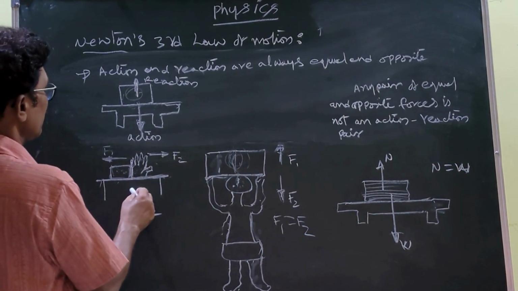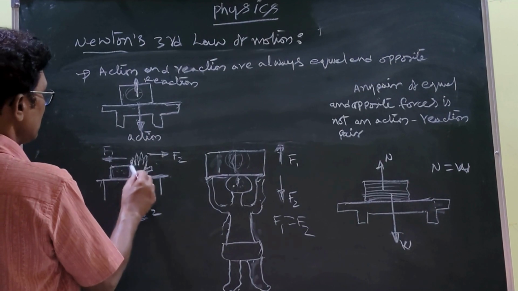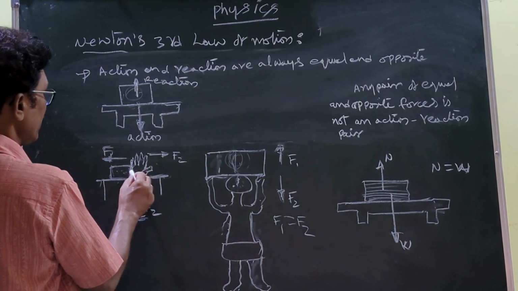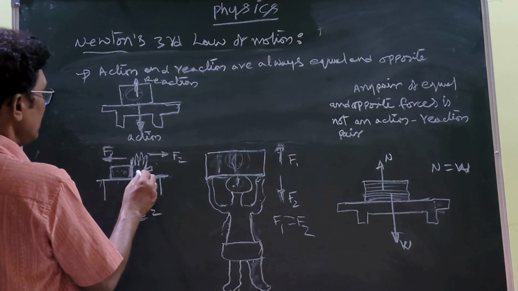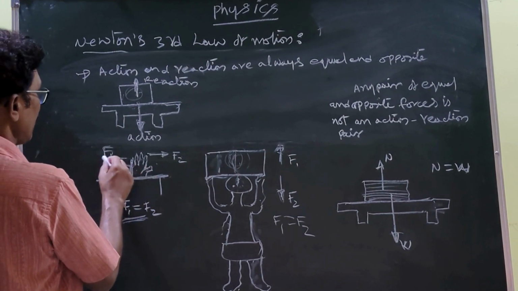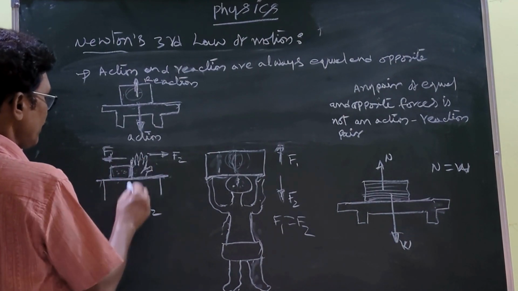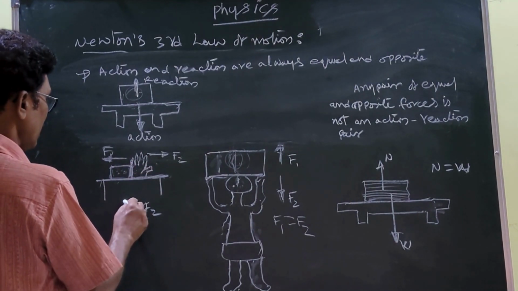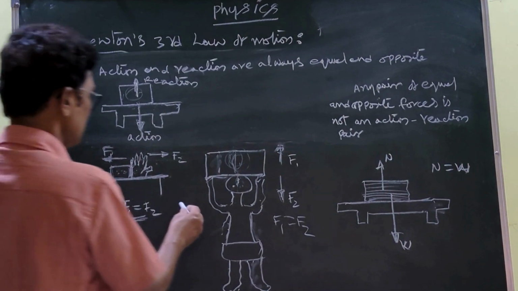Another case, here also action equals reaction. This is the block and this is the hand. The hand is put here to stop this block, so the block exerts force on the hand. The same quantity of force is exerted by the hand in the opposite direction. F1 is exerted by the hand, F2 is exerted by the block on the hand. So this also satisfies Newton's third law: opposite and equal. F1 equals F2.